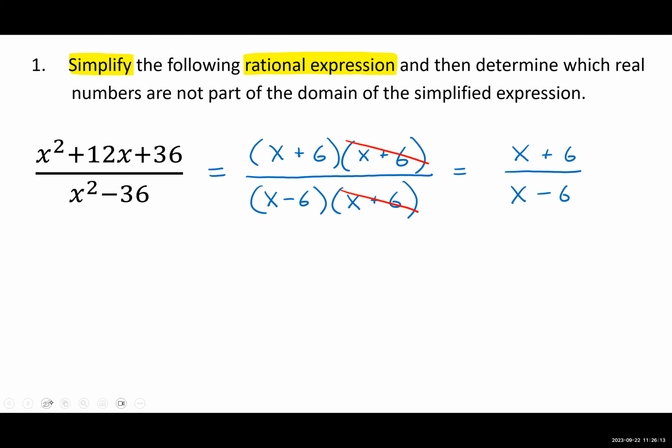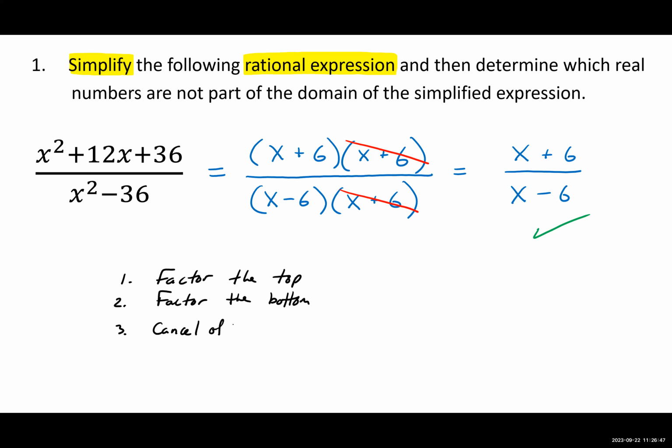Okay, so that does it for simplifying. That is how you simplify. You factor the top, you factor the bottom. Maybe we should write these steps out. 1. Factor the top. 2. Factor the bottom. And then finally, cancel off the common factors.